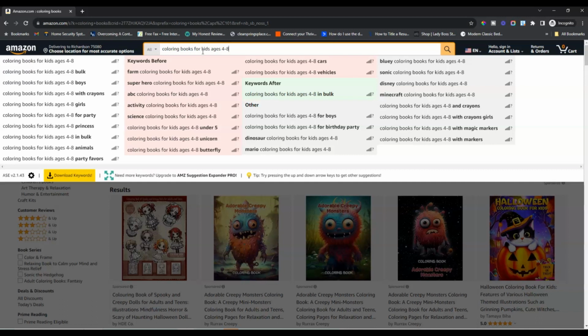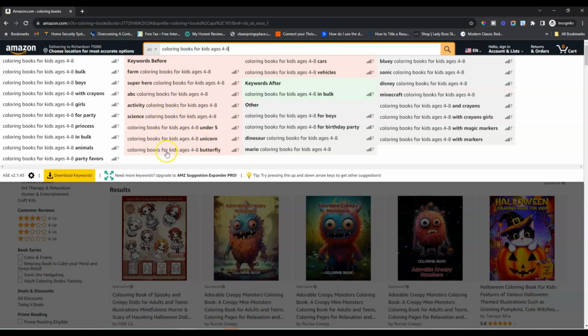Now you're going to be able to find other niches within this specific age group. So you see where I'm going here? This is basically how you niche down. So now we have coloring books for kids ages 4 through 8, boys, girls, princess. Okay, I know that's pretty popular. Animals, farm. I wouldn't do superhero. I would stay away from that. But ABC, activity coloring books, science, unicorn.